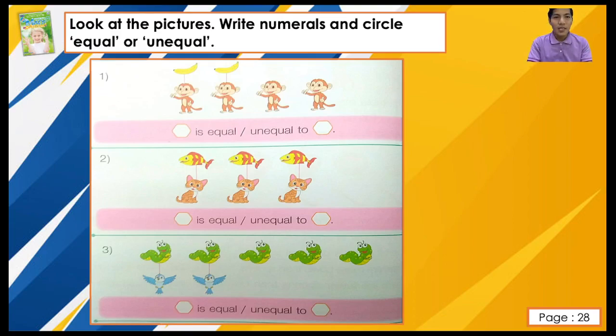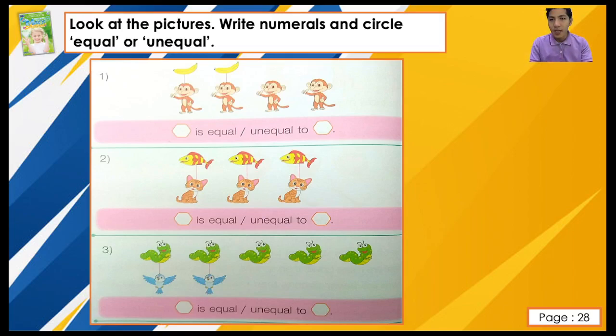This time we will try to answer some exercises from your book. It is on page 28. Prepare it and let's try to answer this activity. Number 1. What you are going to do is look at the pictures, write numerals, and circle equal or unequal. Alright, let's go. Let's answer number 1.